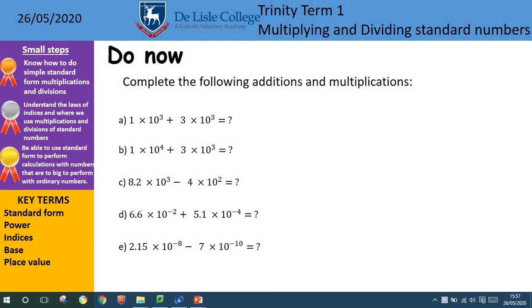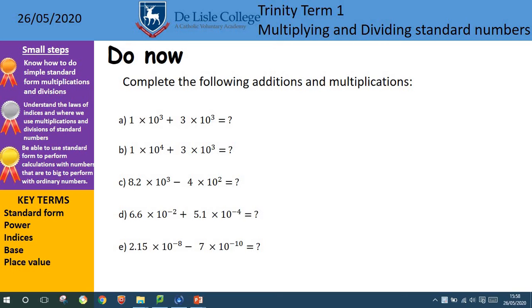Welcome to our lesson on multiplying and dividing using numbers in standard form. So below is the do now task, which is a follow-up from our previous lesson on adding and subtracting numbers in standard form. Please pause the video, have a go at the do now task, and then I will give you the answers.